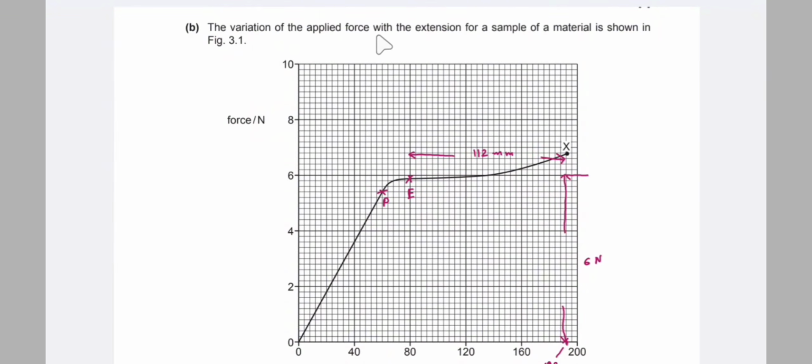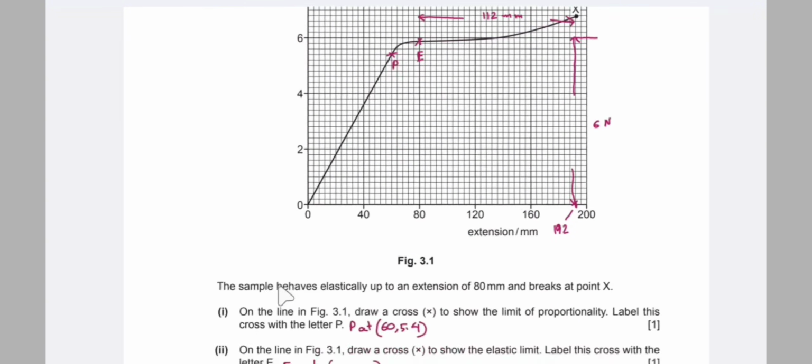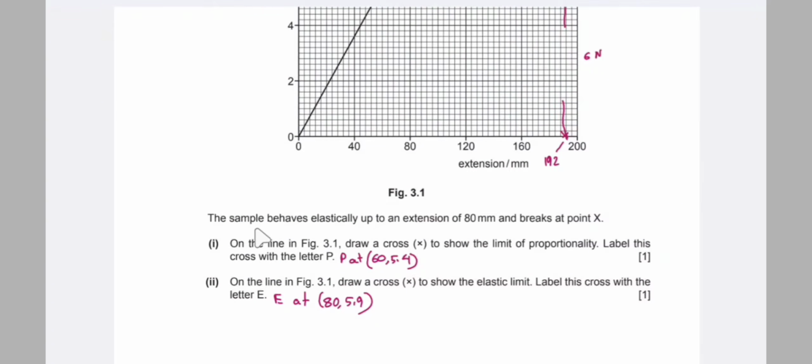The variation of the applied force with the extension for the sample of a material is shown in figure 3.1. So force against extension, and the object obeys Hooke's law. That means a straight line, that is, force is directly proportional to extension, and initially when force is 0, the extension is also 0. The sample behaves elastically up to the extension of 80 mm and breaks at point X.